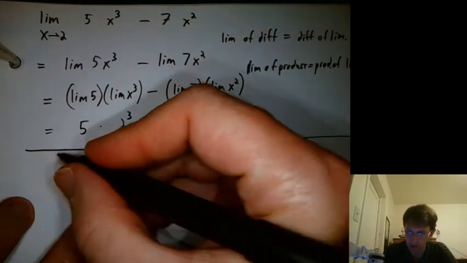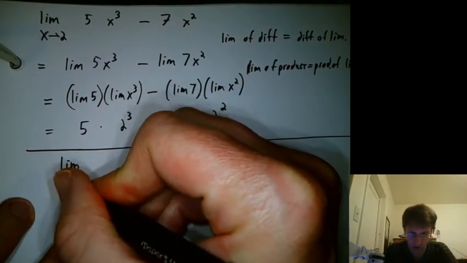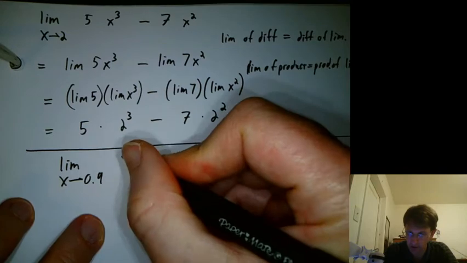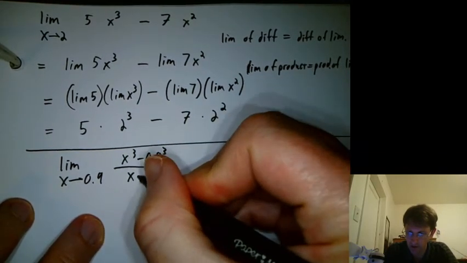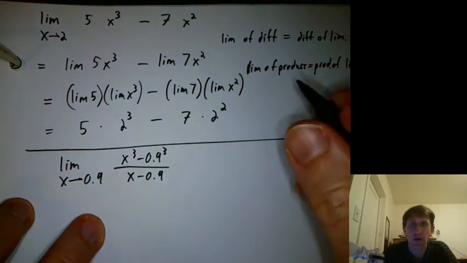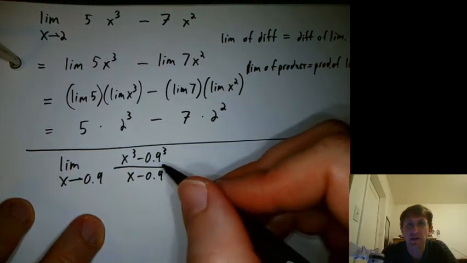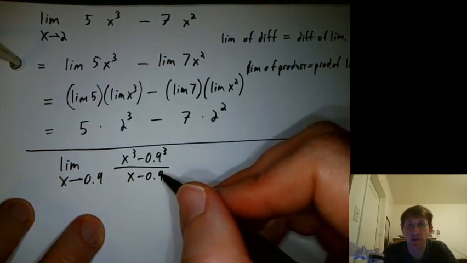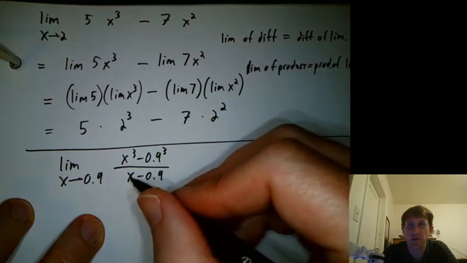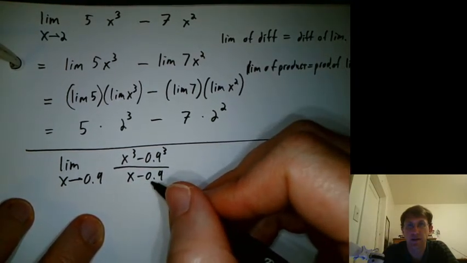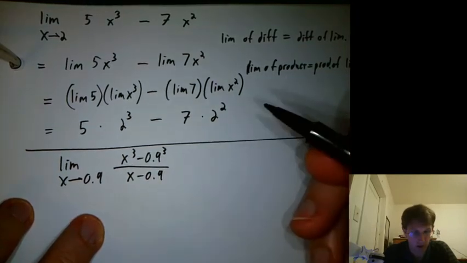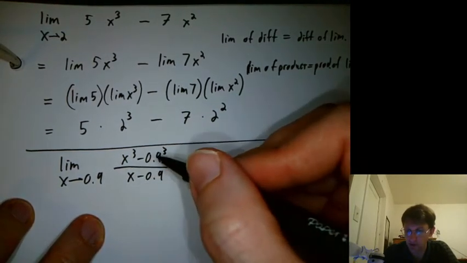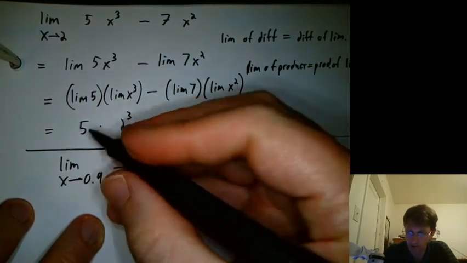Let's take a more interesting thing now. Let's say the limit as x goes to 0.9 of x cubed minus 0.9 cubed divided by x minus 0.9. Why is this interesting? That's basically a difference quotient for x cubed. Here's the difference of two x values, x and 0.9, so that's like delta x. This is like f of x minus f of 0.9. So this is basically asking what's the derivative of x cubed at 0.9.